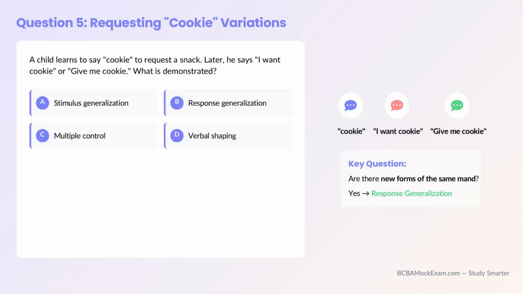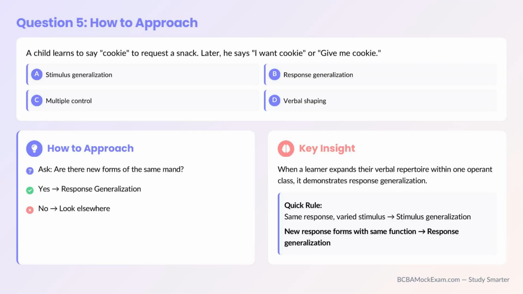Question 5. A child learns to say cookie to request a snack. Later, he says, I want cookie, or give me cookie. What is demonstrated? A. Stimulus generalization. B. Response generalization. C. Multiple control. D. Verbal shaping. The function stays the same, requesting, but the forms of expression expand. That's response generalization. Ask yourself, are there new forms of the same command?